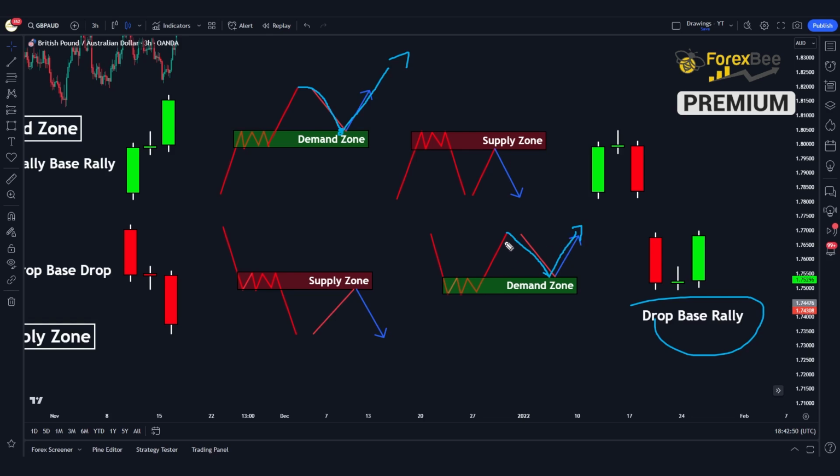We will discuss this in detail once you have successfully understood the concept and psychology behind the formation of demand and supply zones. Now in our next video we'll get to the supply zones.